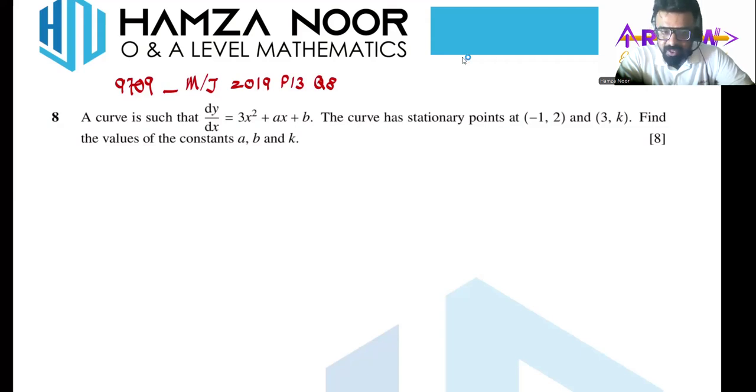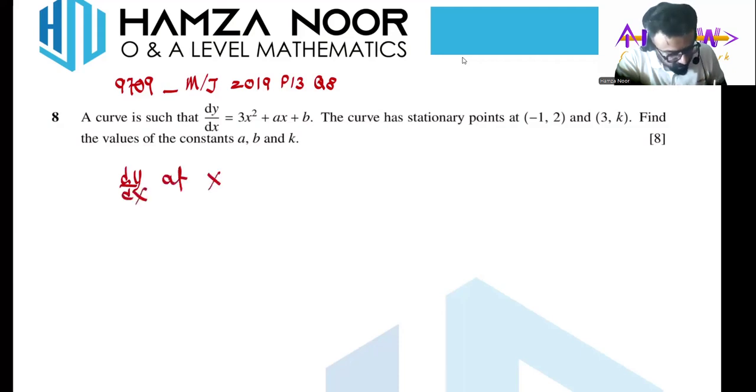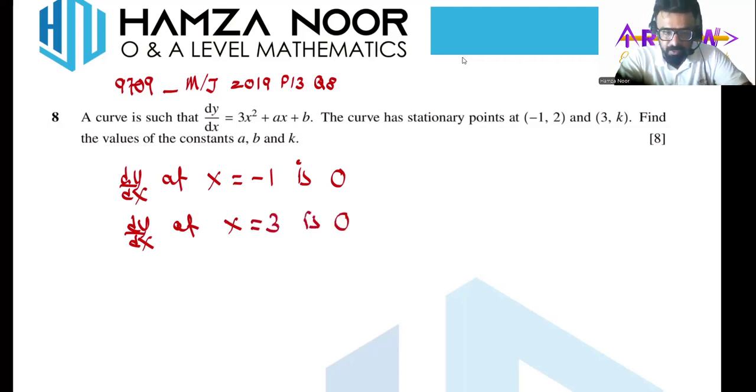So, as we know, two stationary points are given to us, and we can say that the value of dy over dx at the x coordinates of the stationary points is equal to 0. Meaning, we can say that dy over dx at x equals -1 is 0. And in the same way, dy over dx at x equals 3 is also 0, because two stationary points are given to us over here.